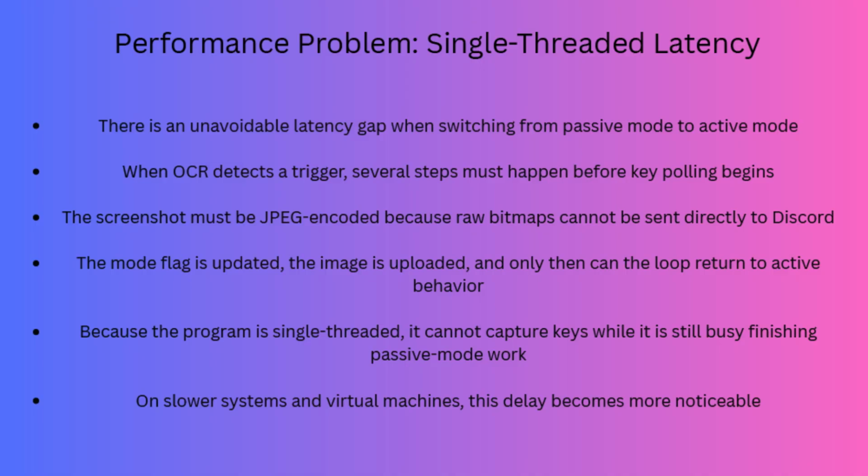So basically, because Espio is single-threaded, the keylogger can't start polling until the Discord upload is complete and the main loop cycles back to active mode. The reason it has to cycle back is because when the JPEG is sent to Discord, the loop is still technically in passive mode. One thread can only do either passive or active mode work. The thread has to finish its current work, loop back, read the set flag, and then act on it.